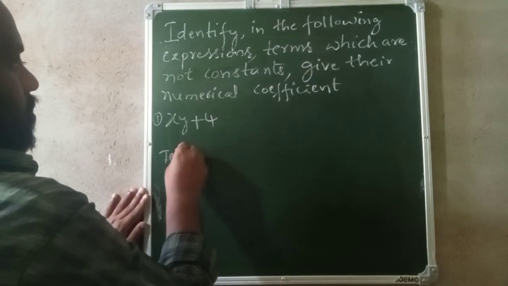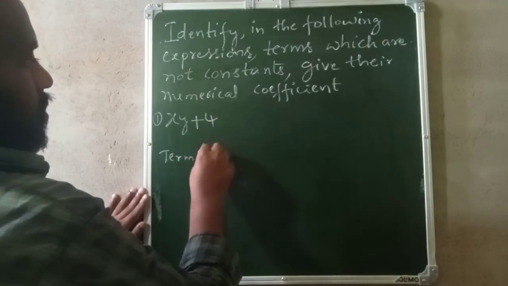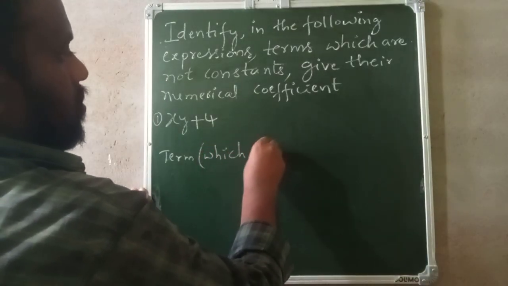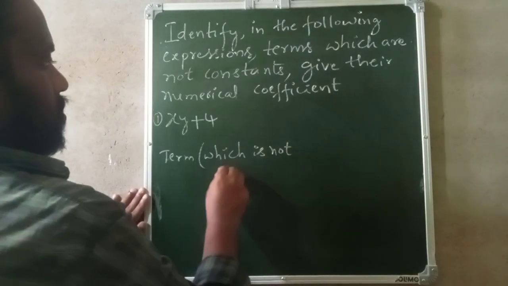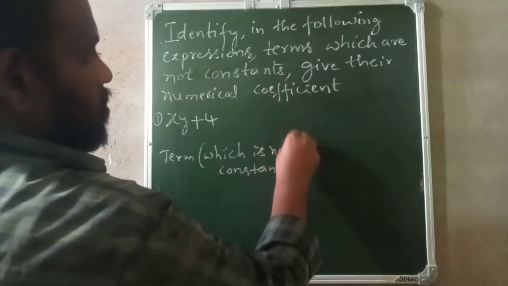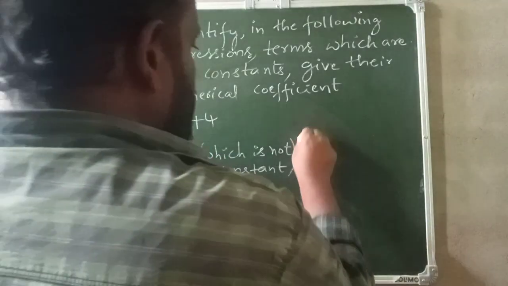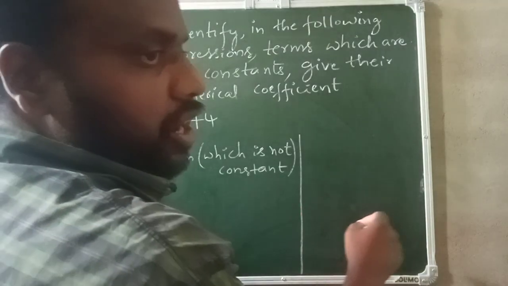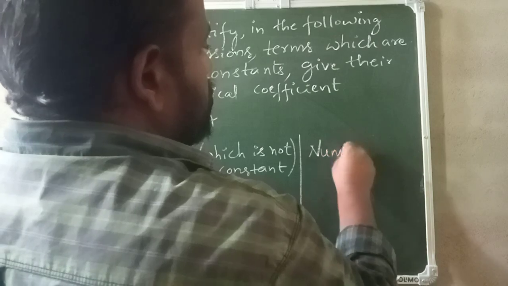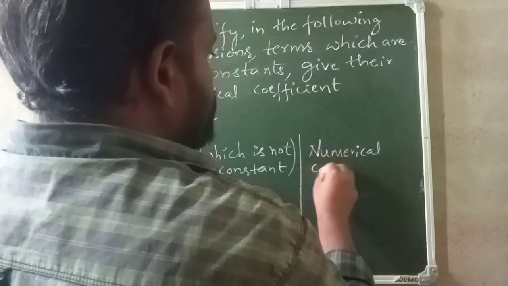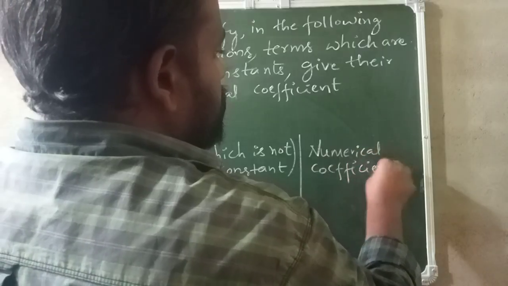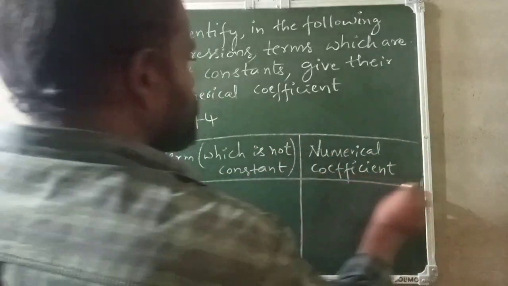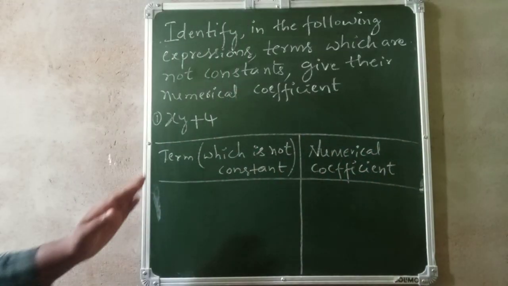First, I will write here term which is not constant, and after writing the term here, we have to write the corresponding numerical coefficient here. Okay, so that is the question.